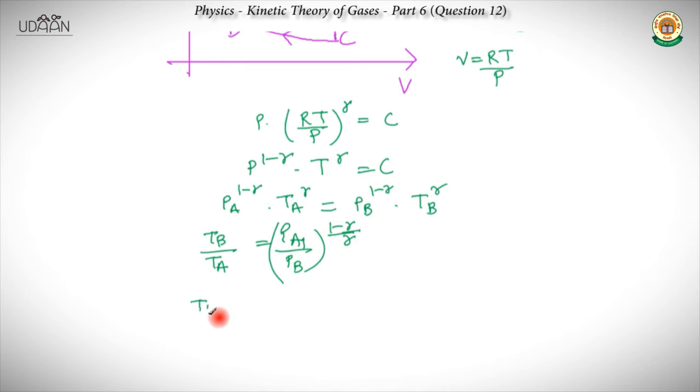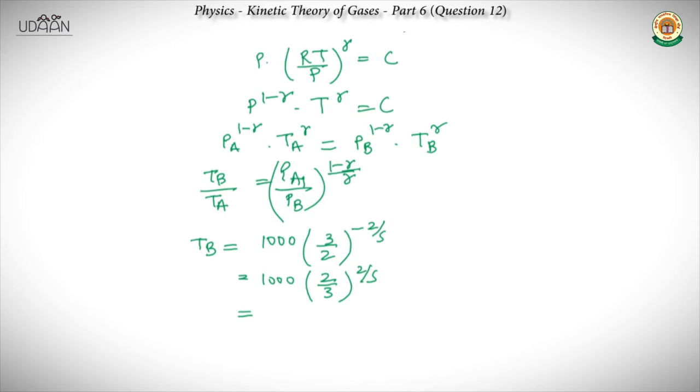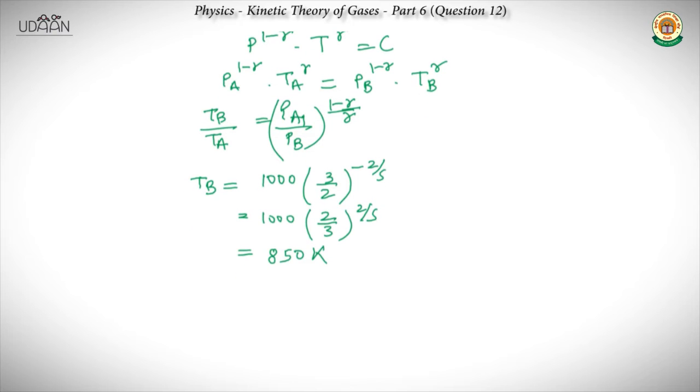So TB comes out to be 1000 into, just placing these values, 3 by 2 to the power minus 2 by 5, which is 1000 into 2 by 3 to the power 2 by 5. And this would be 850 Kelvin. Okay, now we see the work done.